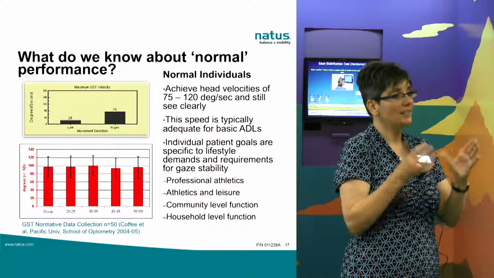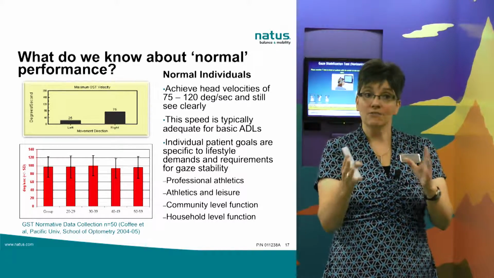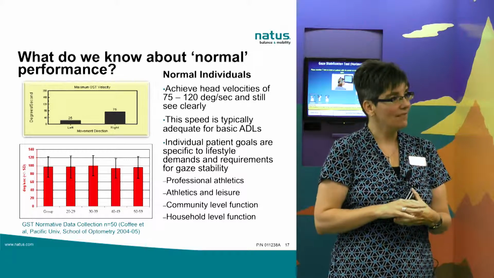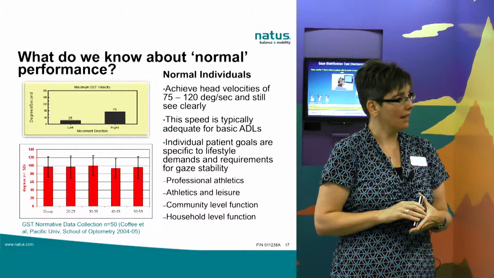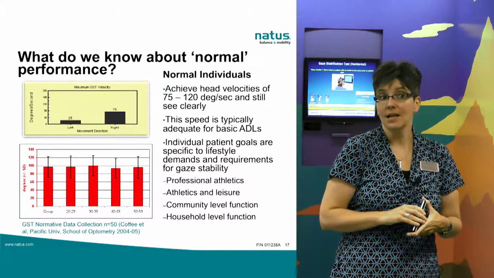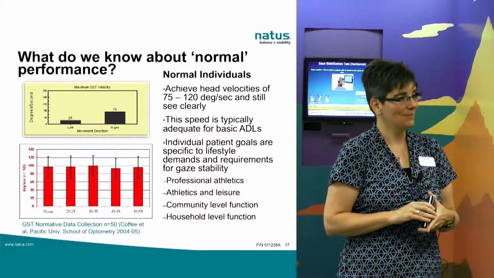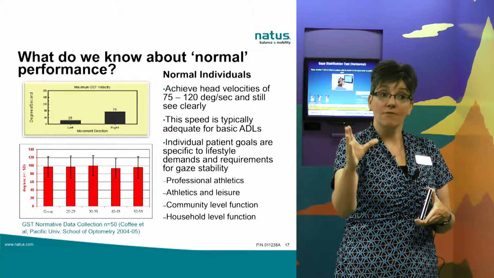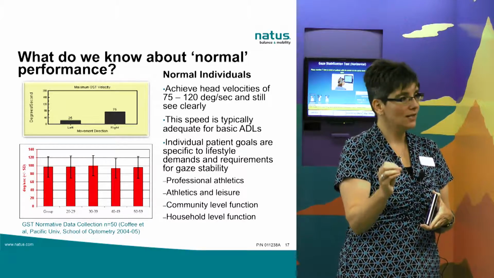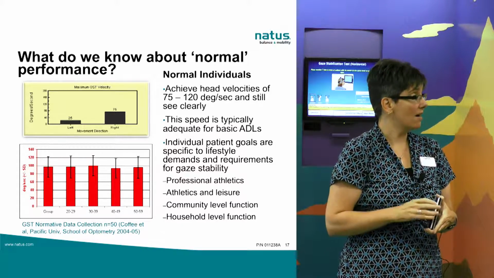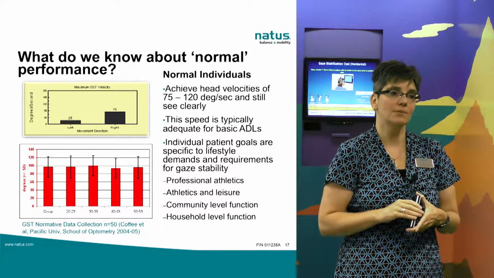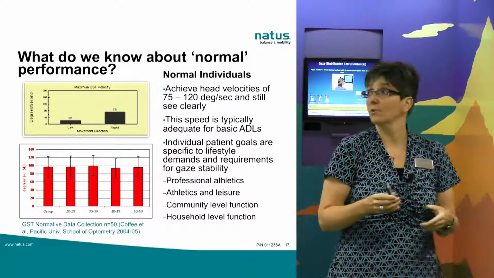If your patient is unable to function, to see at that 75 to 120 degrees per second level, which is where the DVA is, you can still test them on the gaze stability test, which will offer you slower head speeds so you can capture truly where they are and get an idea of what they should be able to do from the ADL perspective.